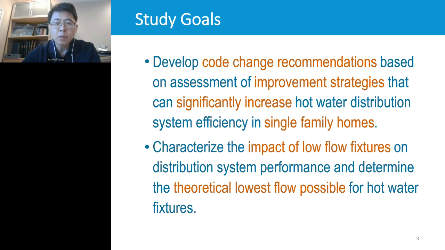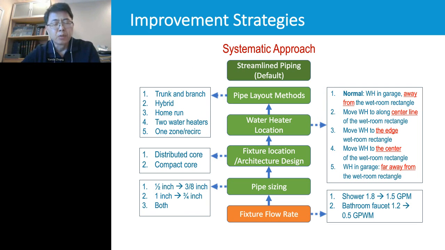So for the study, we systematically considered the improvement strategies, including some of the very aggressive ones. Our starting point is a system with streamlined pipe design. So the baseline is a reasonably well-designed system. And then we consider the 4 groups of improvement shown by those 4 green boxes in the middle. So for pipe layout method, we have 5 options, including one of the aggressive methods, which is to use 2 water heaters. And then for water heater locations, you can see on the right side, there are 5 options.